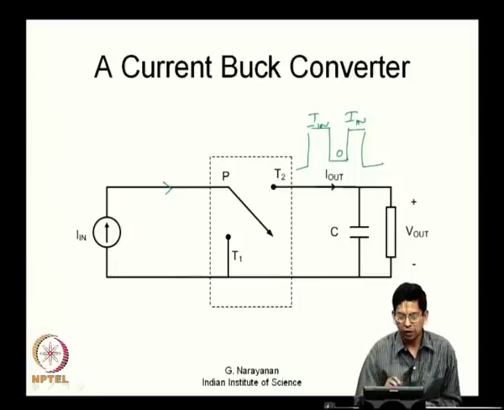So, now what we are trying to do is, here the average output current is lower than the input current. Therefore, you would expect the output voltage to be greater than the input voltage. Therefore, this is a boost converter now.